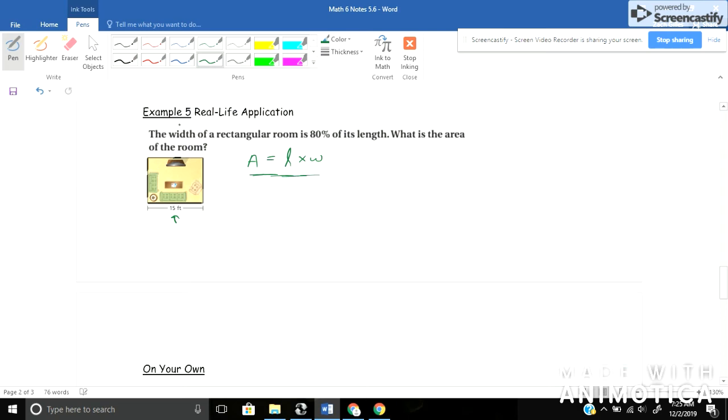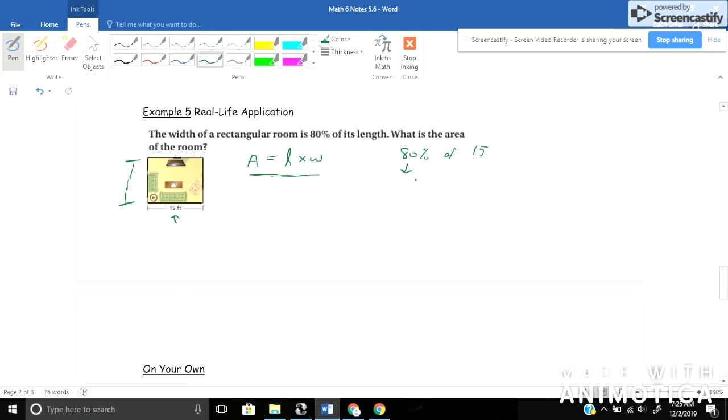It says the width of the room is 80% of its length. Okay, well, to find this missing value, we just need to take 80% of 15. Okay, let's write that down. 80% of 15. Remember, change your percent to a fraction.